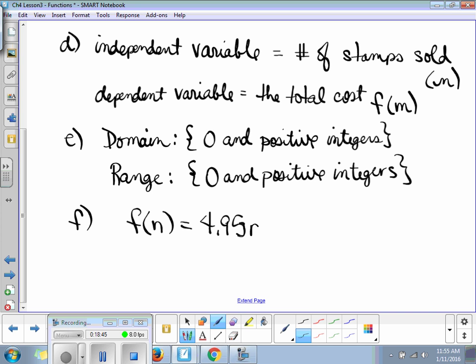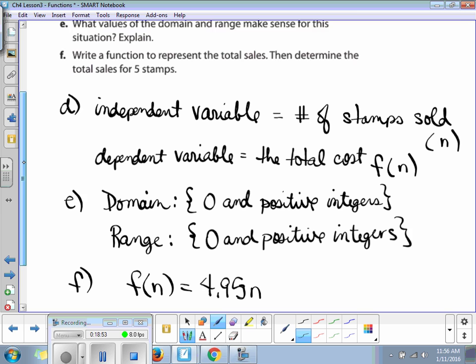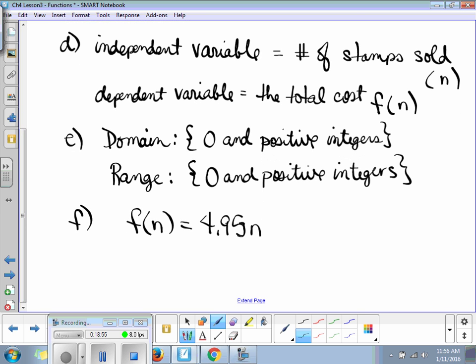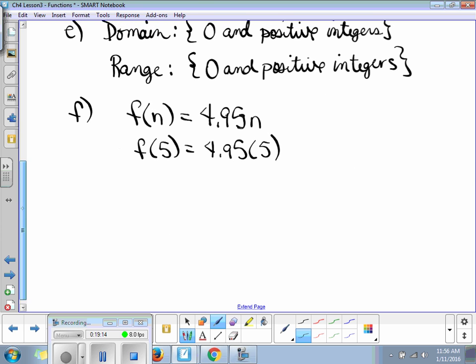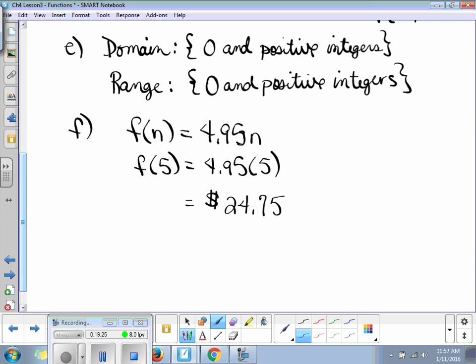So f of n equals 4.95n. All right. And then finally it says, determine the total sales for 5 stamps. What's 5? The number of stamps, which is n. So we have f of 5 is equal to $4.95 times 5. All right, so $24.75 for selling 5 rubber stamps. Any questions?